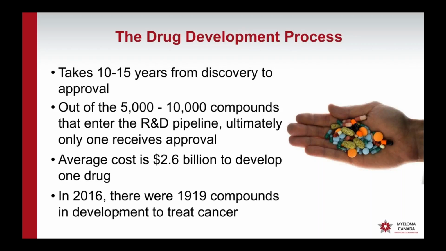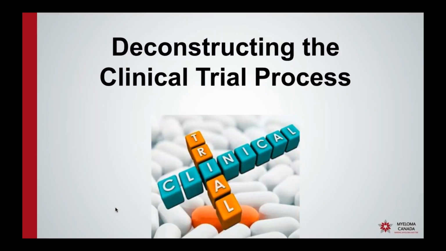All that costs a lot of money. In the US, it's estimated that developing a drug from molecule to bedside will cost anywhere between $2 to $2.6 billion to develop one drug. In 2016, so last year, just in cancer alone, there were over 1,910 compounds being developed, which is very promising, obviously, for the cancer patient population. So let's look at the clinical trial process. How does it work?